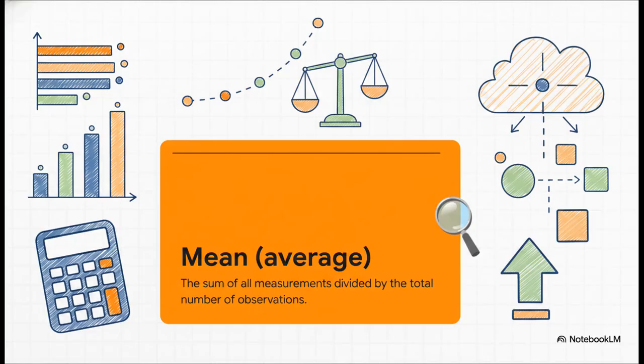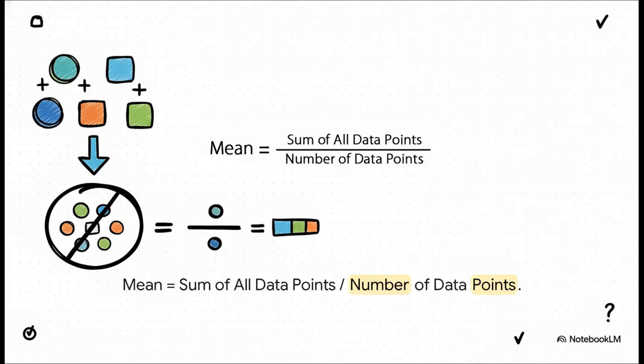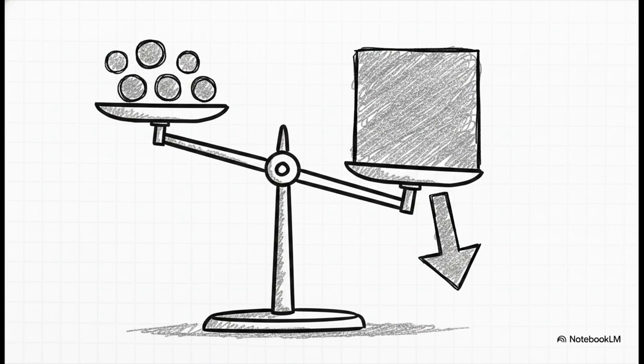Let's start with the one everybody already knows, the mean. This is just the fancy scientific name for the good old-fashioned average that you learned about in grade school. And yep, the calculation is exactly as simple as you remember it. You just add up all the numbers in your list, then divide by how many numbers you had. That's it, nice and easy. But, and this is a really big but, the mean has a major weakness.